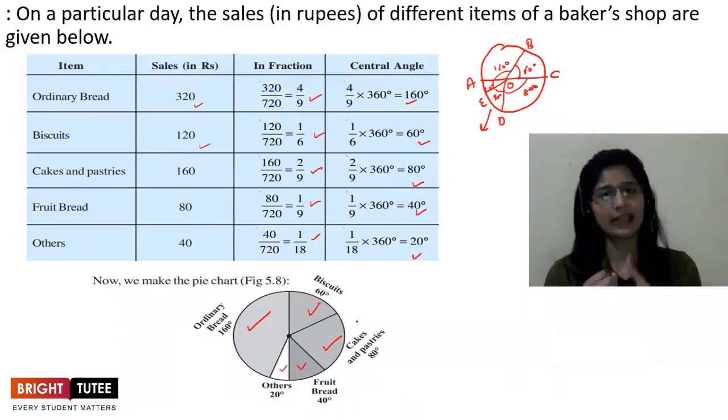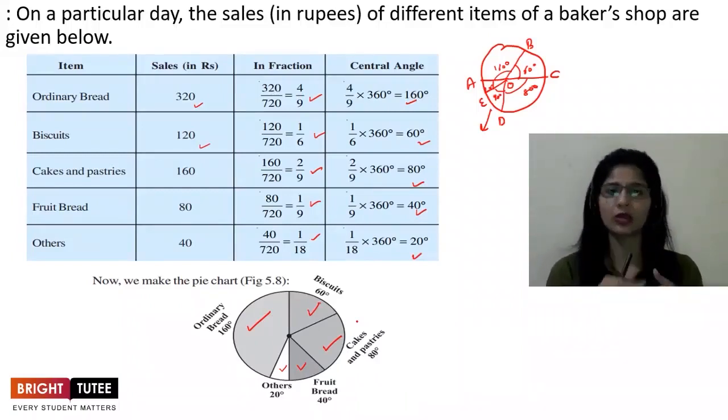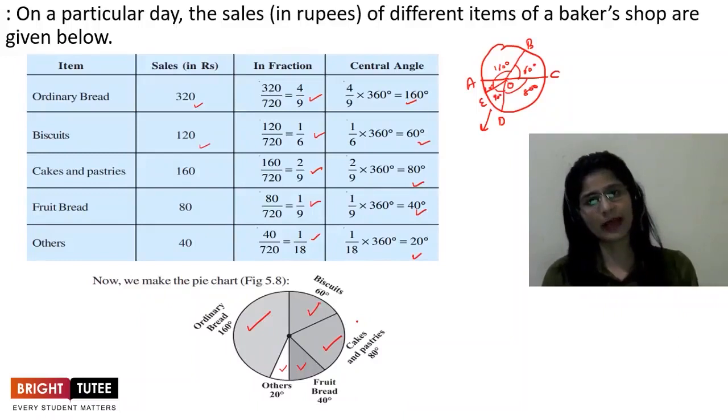We'll find out the fraction. For that we should know the total part, right? We are going to add all the items. That is going to be 720 here. In another question it will be some different values. So calculate the total part, right? Divide by the whole, right?